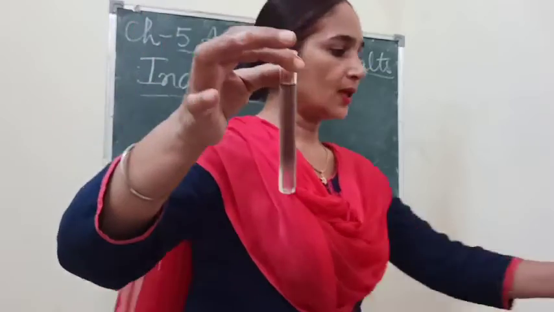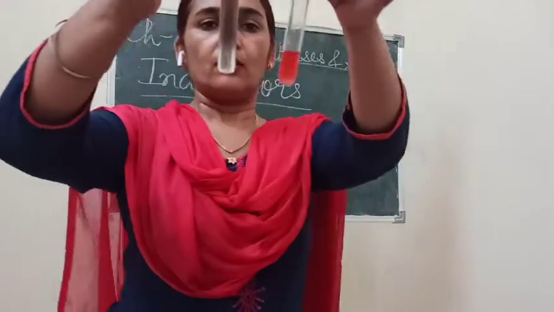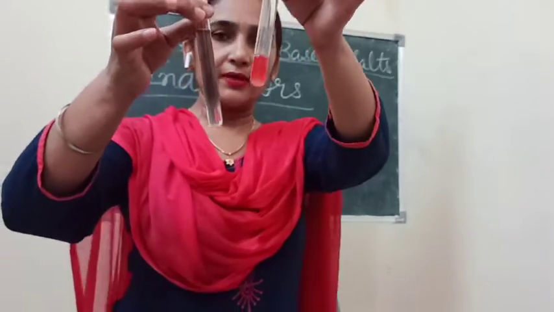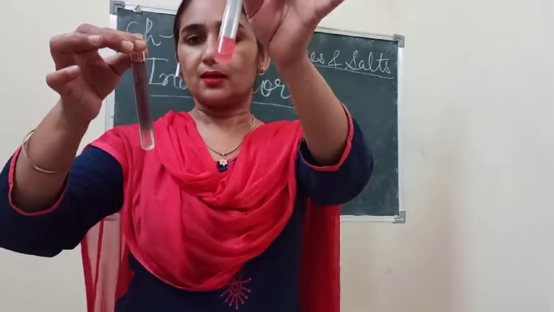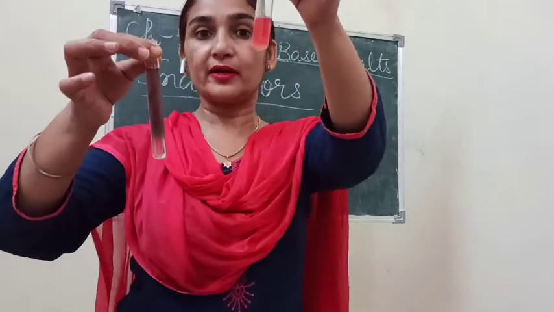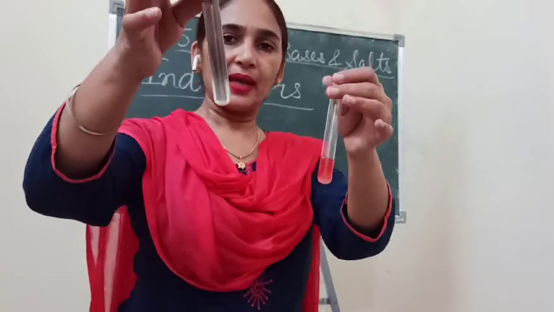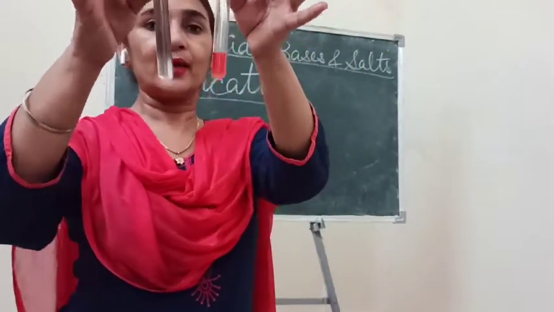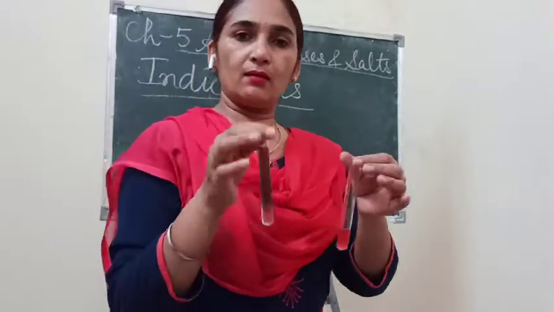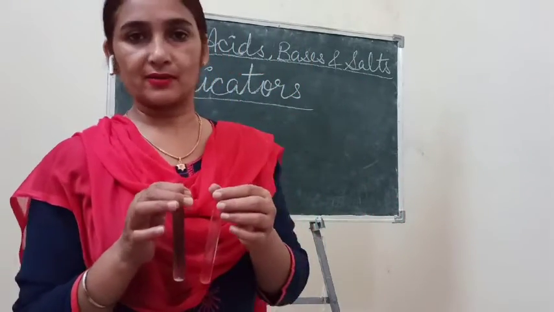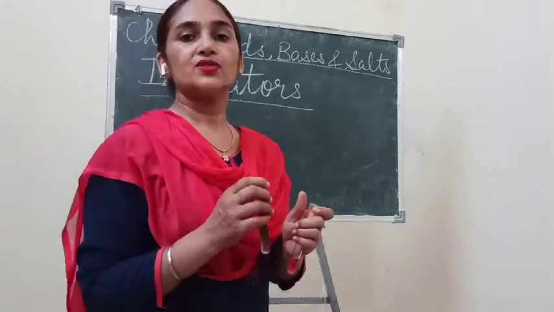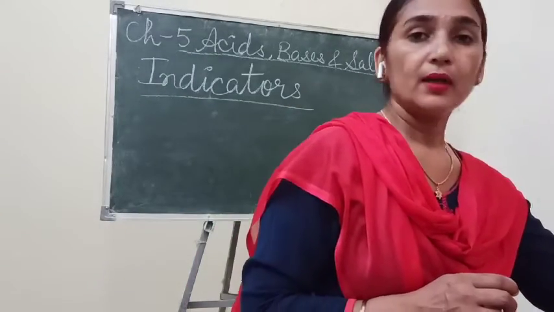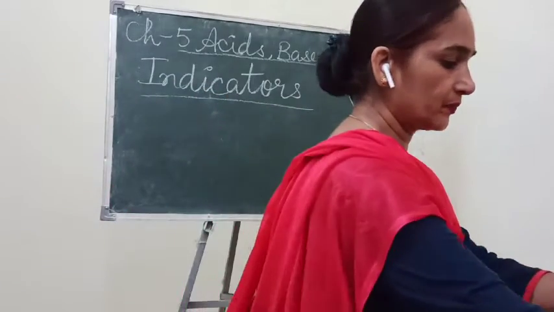So you can see the change with the acid as well as with the base. Understand? See, with the acid we have got which color? Magenta pink color, and with the base we have got different colors. So you can easily identify both with the help of China rose extract. That's why we can say that China rose extract is also a natural indicator. Okay.